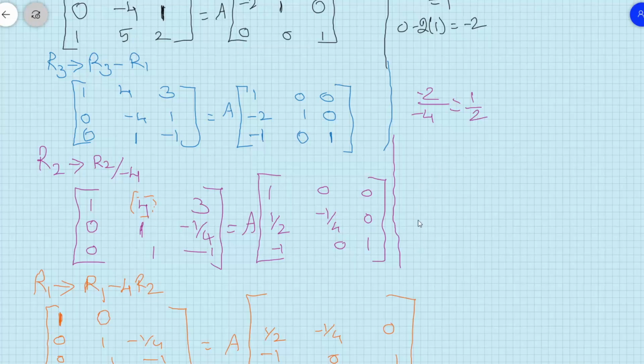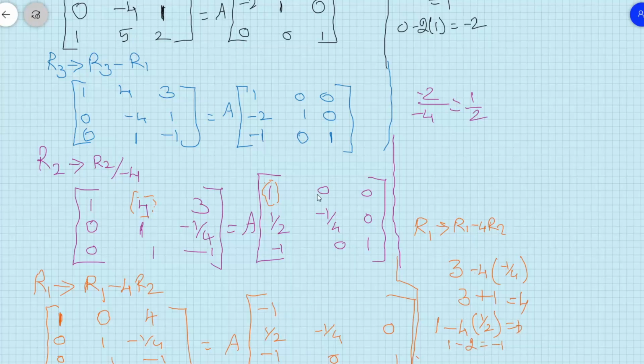Now my operation here is row 1 is row 1 minus 4 row 2. So when I do the operation, this will be 3 minus 4 into minus 1 by 4. That will be 3 plus 1, minus and the minus is plus. 4 by 4 will cancel, so that will be equal to 4. So this is 4. Now my right hand side will have, this is 1. So row 1 is 1 minus 4 into 1 by 2. That will be equal to 1 minus 2. That will be minus 1.